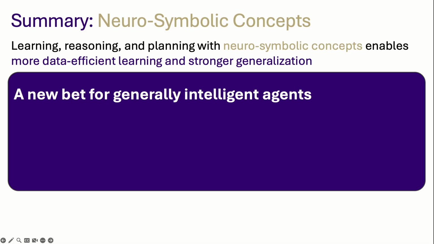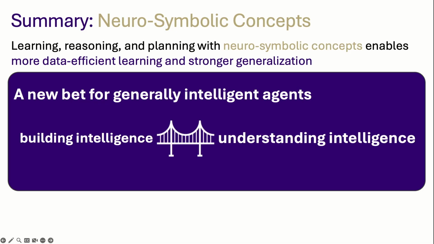I would argue this is a new bet for building general purpose intelligence systems that we can really do in academia, that tries to bridge between building intelligence systems and our understanding of intelligence, either from the theoretical aspects of it or from the cognitive science aspect of it, and then trying to build a bridge between them.